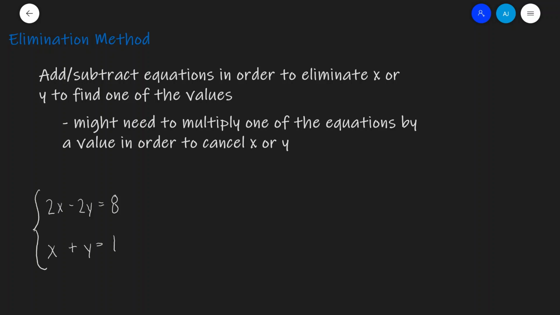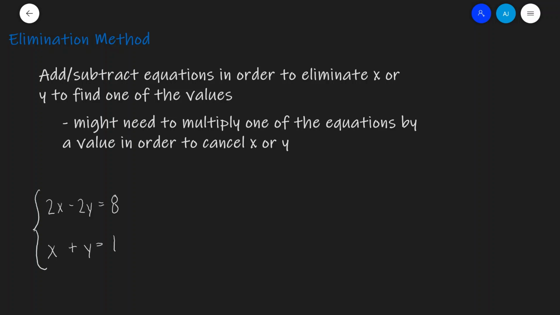Lastly, while the substitution method is a great method, expressions will not always be equal to a common solution. Hence, we will need to use the elimination method for those occurrences, in which you add or subtract equations in order to eliminate either x or y to find the other variable's value. Additionally, you might need to multiply one or both of the equations by a value in order to properly cancel x or y. Let's look at an example to get a better sense as to what this looks like.